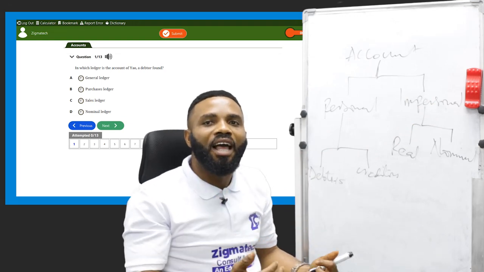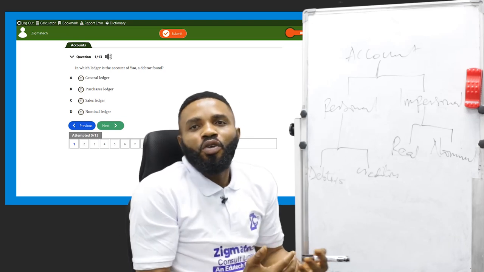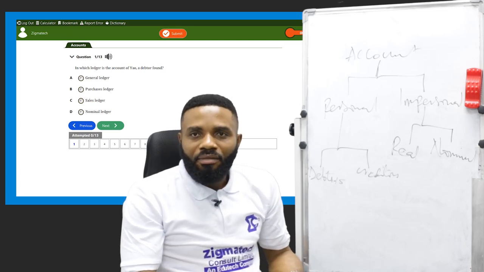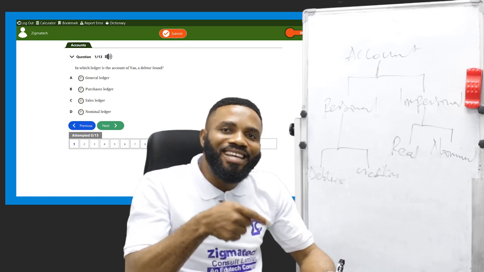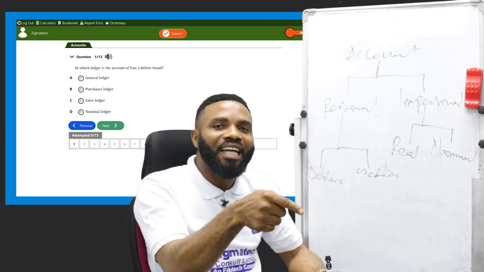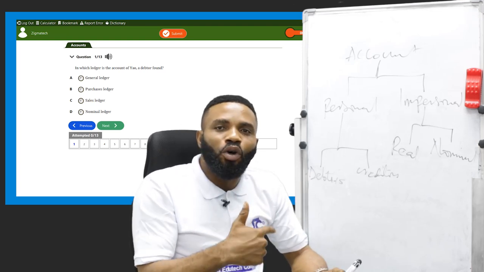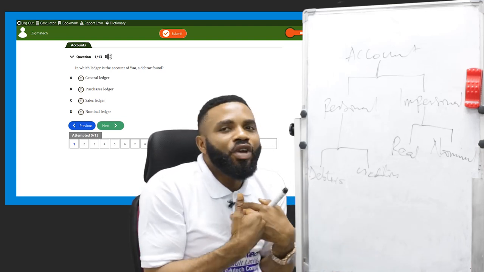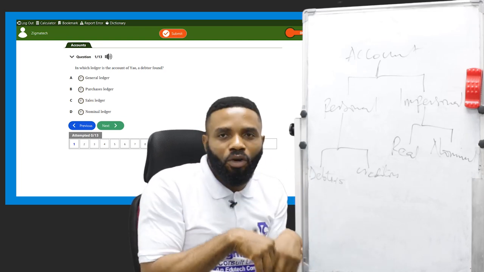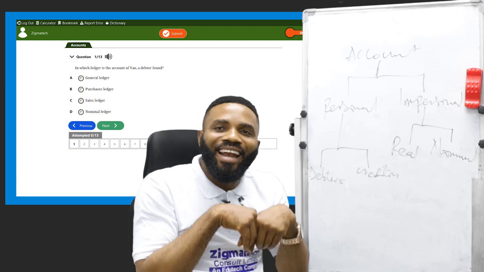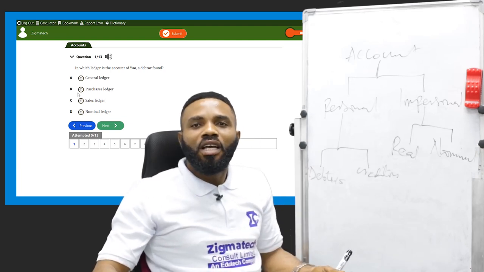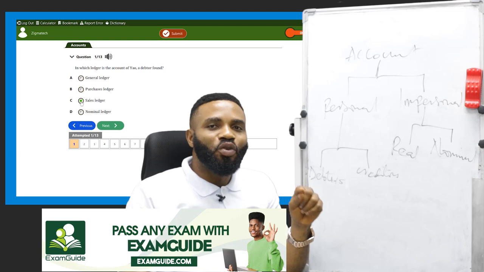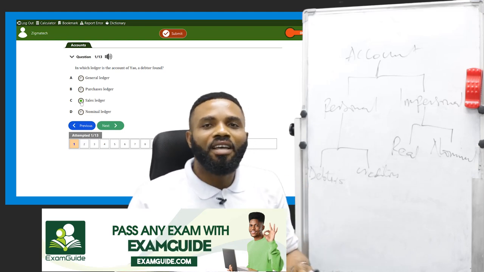They said, in which ledger is the account of Yao, a debtor, found? You and I know that Yao is the name of a person. But since they said the person is a debtor, that means this is somebody that is owing us. How did the person owe us? The person came and bought something on credit. So it cannot be the general ledger. It cannot be purchases, because we didn't go to buy. Instead, this person came to buy from us. So it's going to be in the sales ledger. So the answer is C. It is only in the sales ledger that you can find the name of Yao as a debtor.